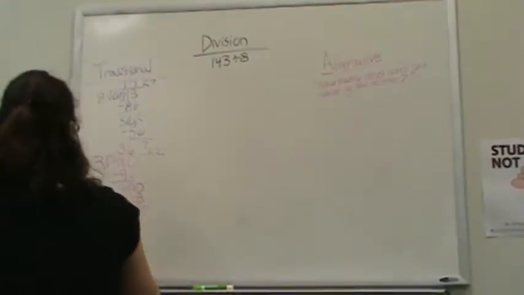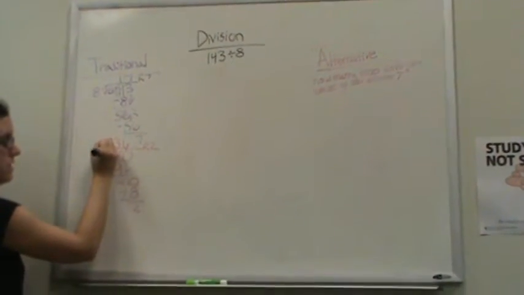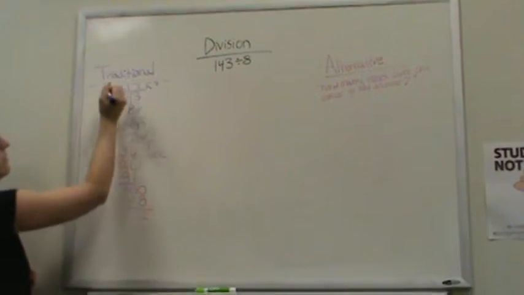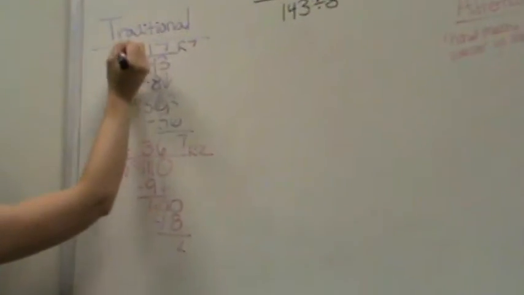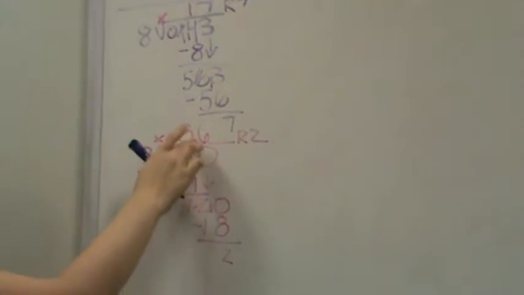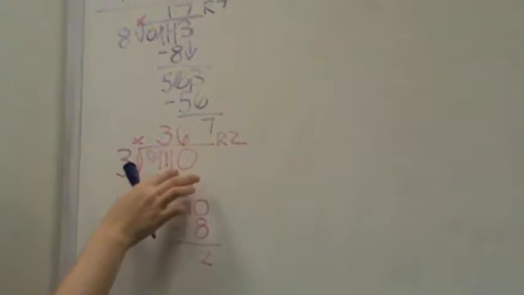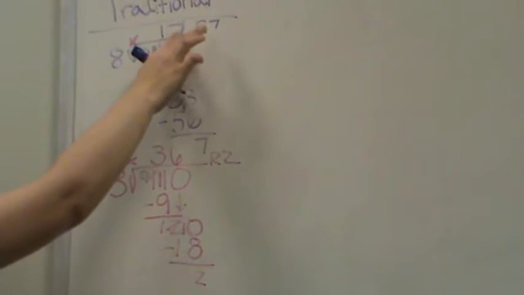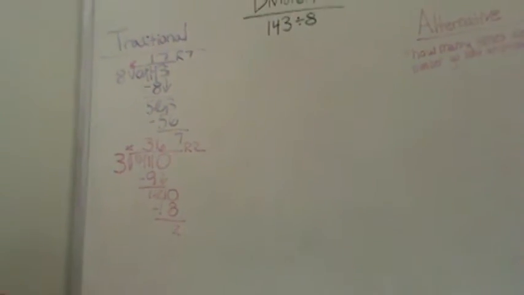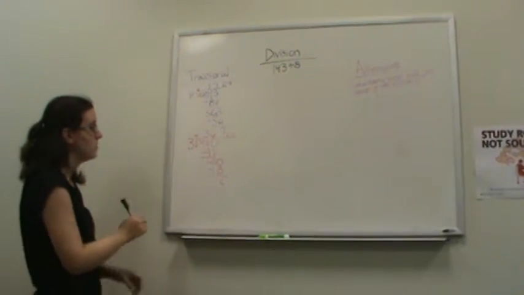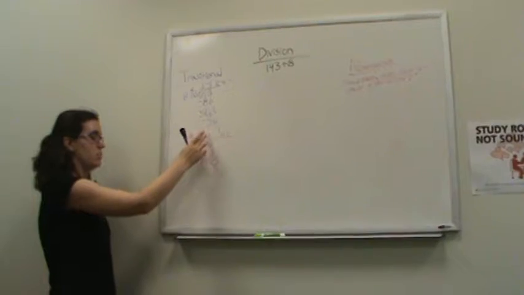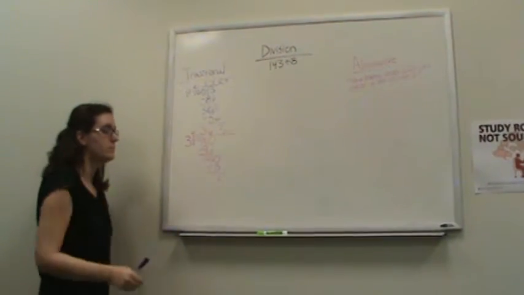There's a secret multiplication symbol right here. 36 times 3 into 110 with the remainder left over. 17 times 8 into 143 with 7 left over. You're figuring out how many times you can put it in equally.